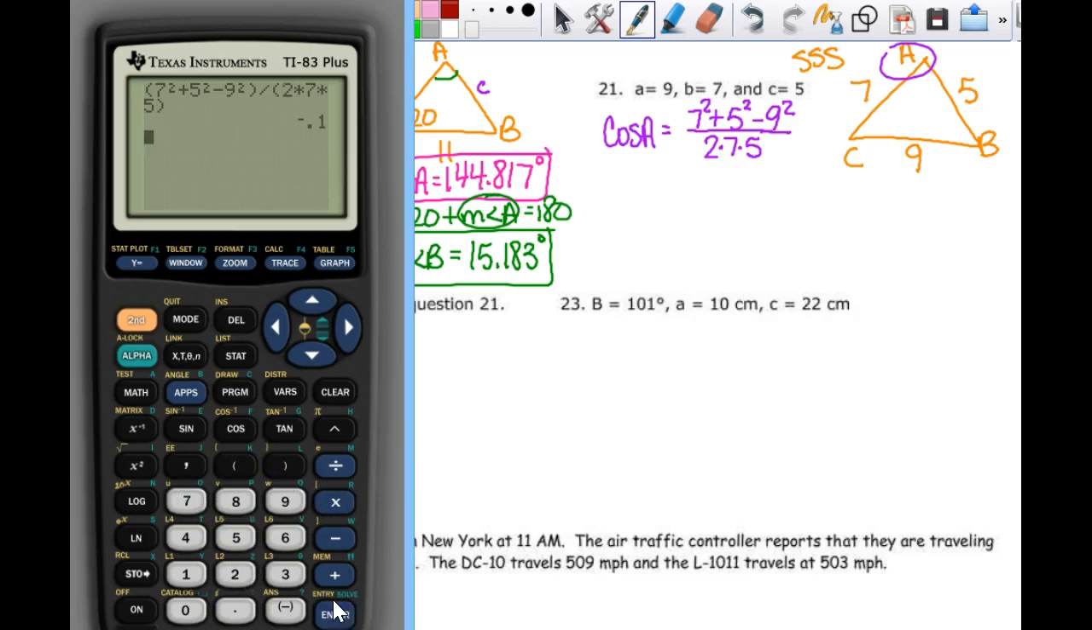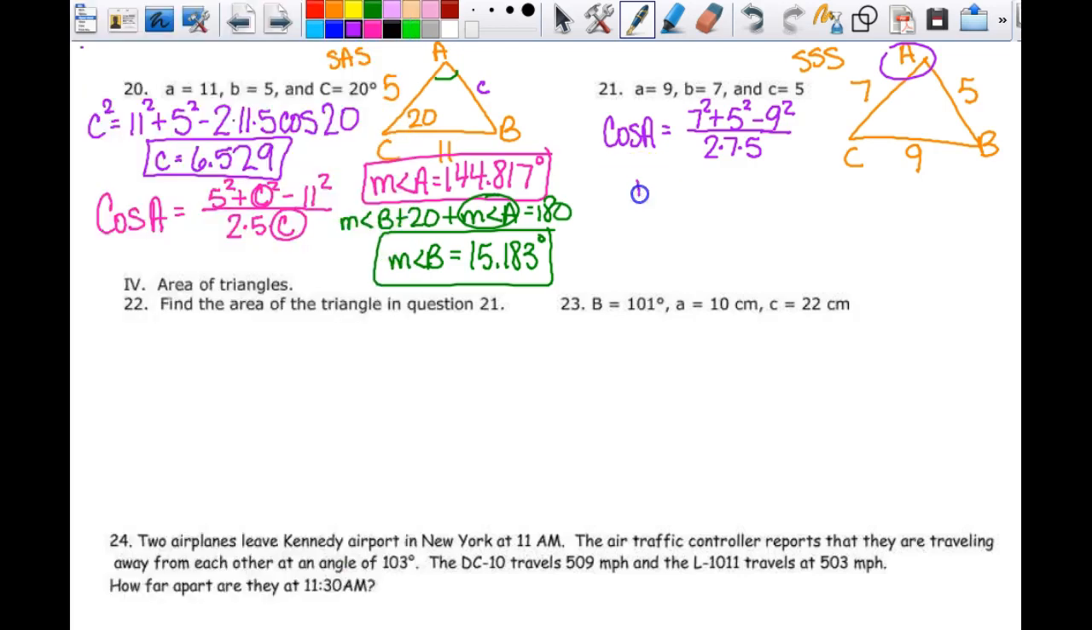And that gives me that. Remember, that's not my answer. That's the cosine of angle A. So I've got to do the cosine inverse. That gives me that for angle A. So I'm going to store it in A. I'm going to come and write that down. So the measure of angle A is equal to 95.739 degrees.